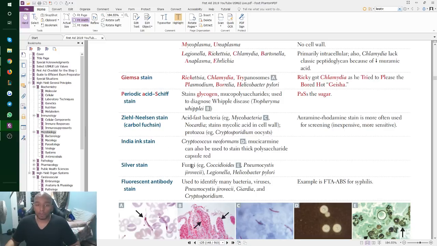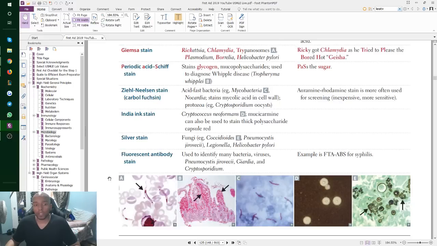Silver stain is used for fungi, as well as Legionella and H. pylori. Legionella and H. pylori, we're going to see when we do them. Like Legionella for Legionnaires' disease is actually on a silver-colored ship in Sketchy Micro. So that tells you a lot about the stain. And same thing for H. pylori. You're going to see why you're supposed to be able to remember this. There's going to be silver stuff in H. pylori as well.